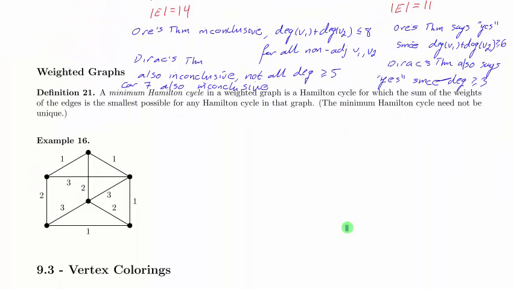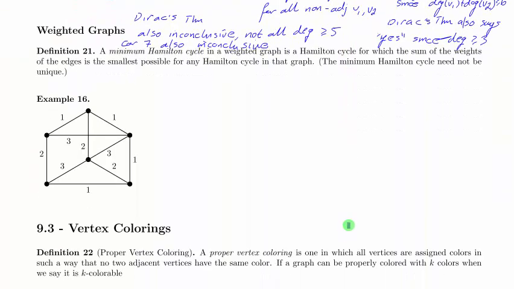So now we're going to look at weighted graphs briefly. We'll come back to these later on in chapter 13. A minimum Hamilton cycle in a weighted graph, which simply means that the edges now have values assigned to them, the weights, is a Hamilton cycle for which the sum of the weights of the edges is as small as possible for any Hamilton cycle in that graph. And it may or may not be unique. There may be multiple Hamilton cycles that all attain that smallest weight.